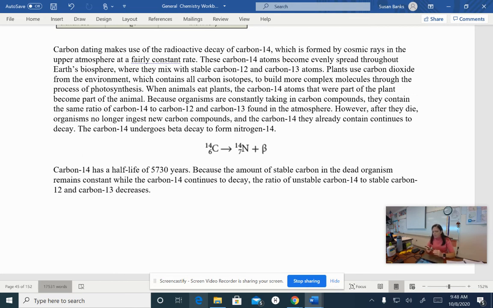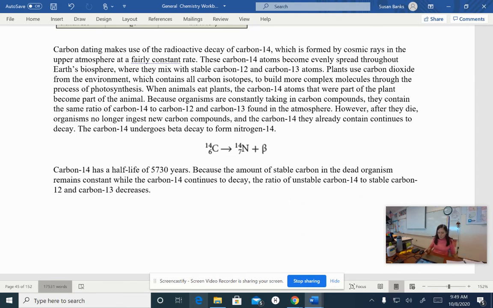Those carbon-14 atoms become evenly spread out throughout the Earth's biosphere, where they mix with stable carbon-12 and carbon-13 atoms. Plants use carbon dioxide from the environment, which contains all three of those carbon isotopes, and we use that to build more complex molecules through photosynthesis. Organisms like us use those plants to fuel our bodies. For example, I got some nuts here that came off of plants, and the carbon that the plants used to make these nuts is now going to be in me once I eat these cashews.